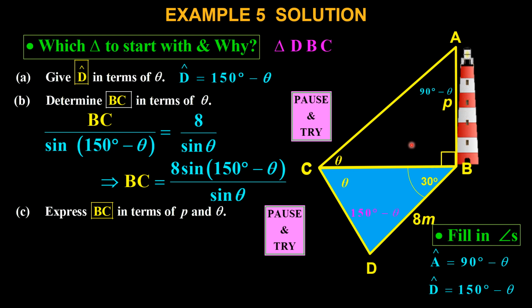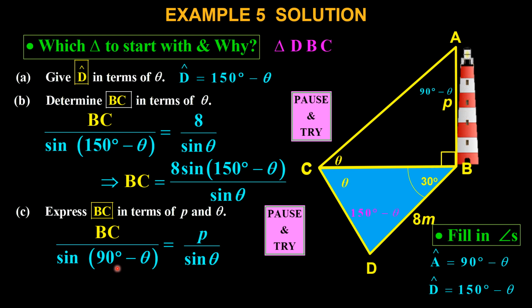So work out BC, pause it, and you try it. So let's see. BC goes now with a 90 minus theta, so it's sine 90 minus theta, and the P goes with a theta, so P goes with sine of theta. But what is sine of 90 minus theta? That's correct. We should know that is cos of theta, it is a co-ratio. When we multiply by cos of theta, BC is P cos of theta over sine theta. That cos of theta is the sine of 90 minus theta.